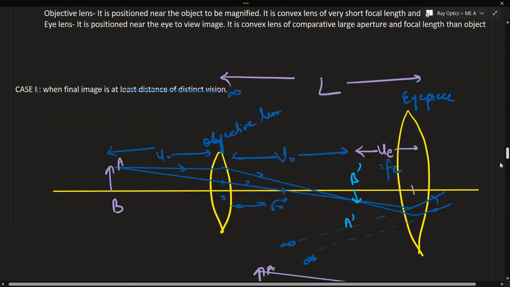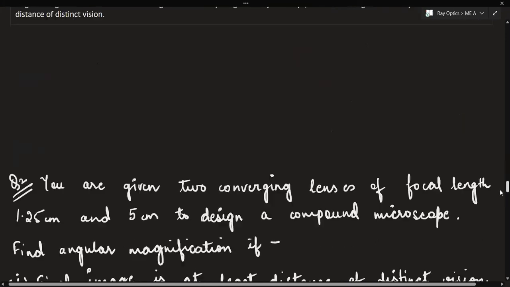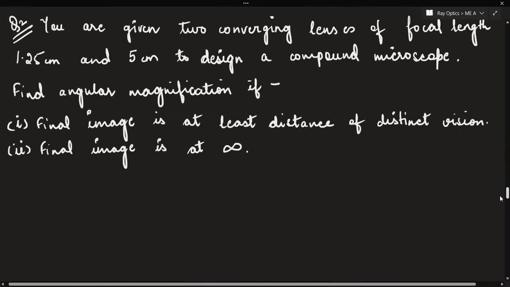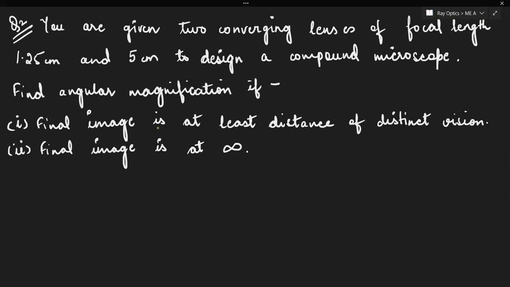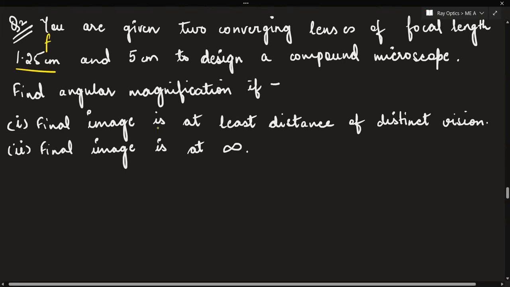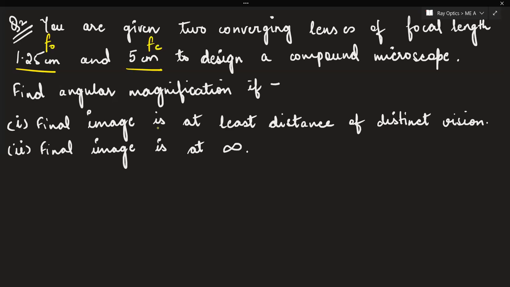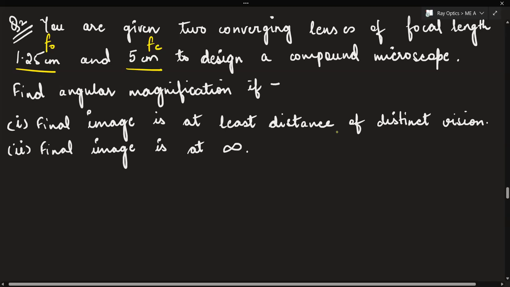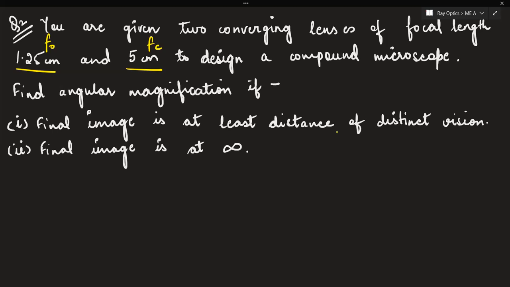Numericals also we had done. One numerical from compound microscope was left. So let's do this question. It says that you are given 2 converging lenses of focal length 1.25 centimeters and 5 centimeters to design a compound microscope. See, since the aperture is small, this will be the objective lens. Since the aperture is large, focal length is high, this becomes the focal length of eyepiece. This is how you will identify both the foci in your exams. So to design a compound microscope, both the foci are present. Find angular magnification if final image is at least distance of distinct vision.